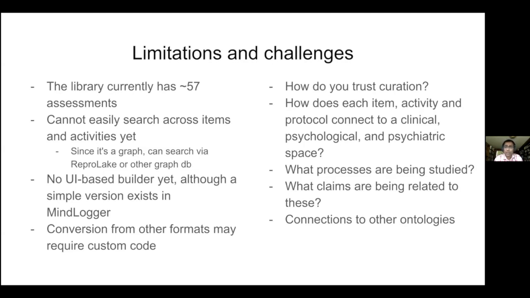What processes are being studied? I don't know the answer to it for every single schema that we have, but this is where we want the community to increase the knowledge base around these schemas. What we do is provide a way to add that knowledge base into the schema. Similarly, what claims are being related to these, and connections to other ontologies. We can't scour every possible ontology out there, but as people come in, they can connect up these pieces as necessary. And that's what the world of graph-based schemas provides.